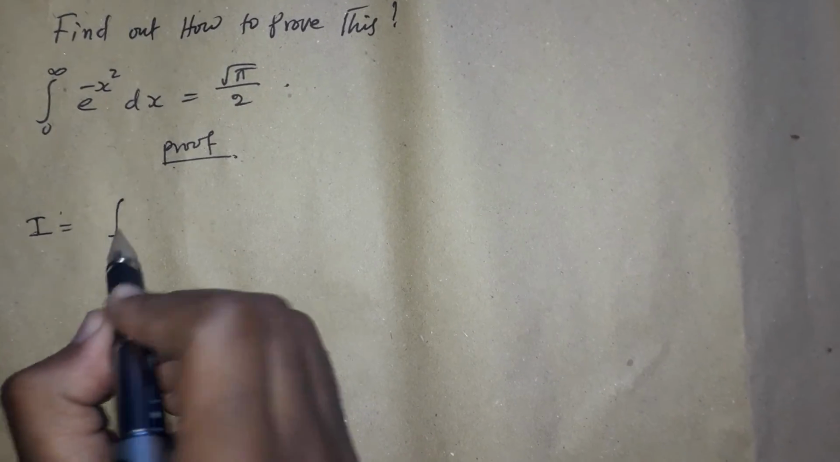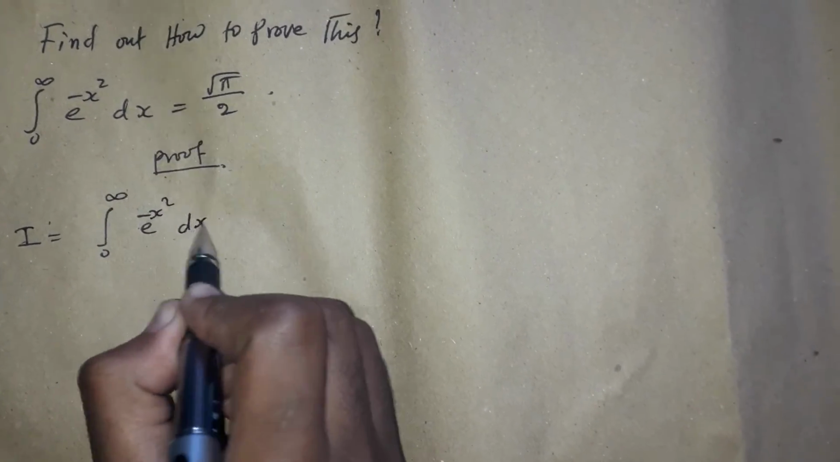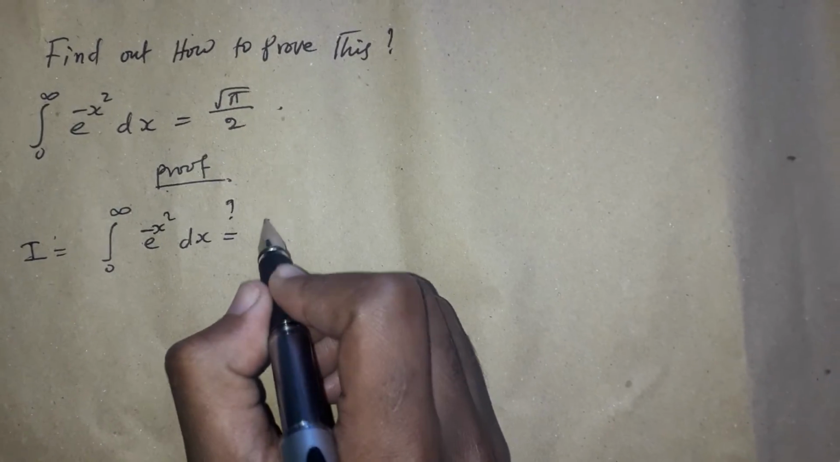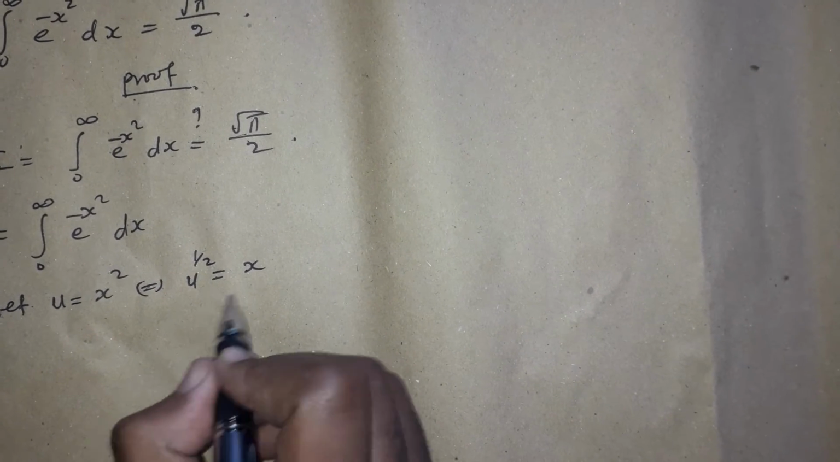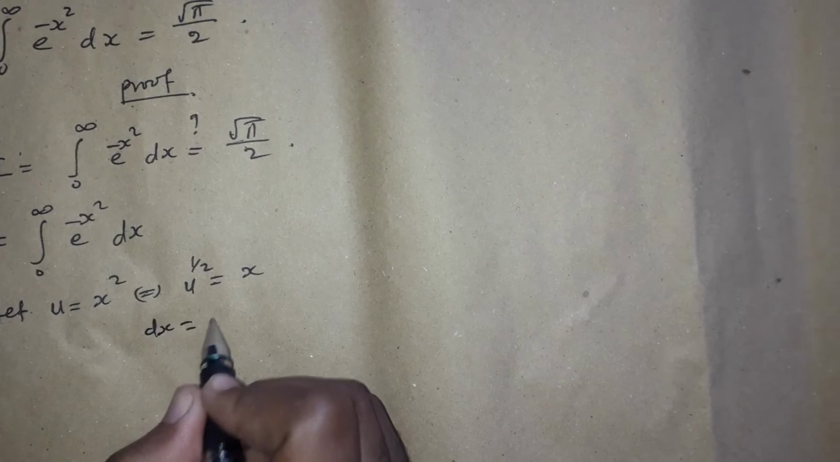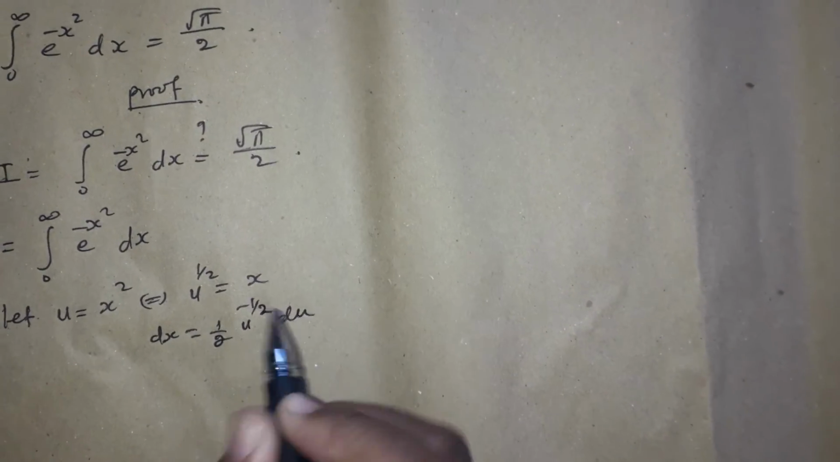Proof. We call the integral I, equal to the integral from 0 to infinity of e to the minus x squared dx, which is equal to the square root of pi over 2. So we have the integral from 0 to infinity of e to the minus x squared dx. Therefore, we let u equal x squared. Therefore, u to the power half equals x. Taking the derivative of both sides, dx equals half u to the power minus half du.